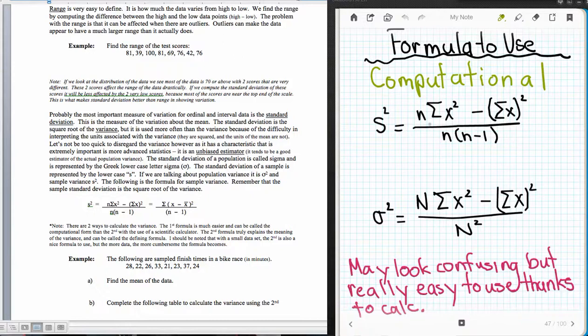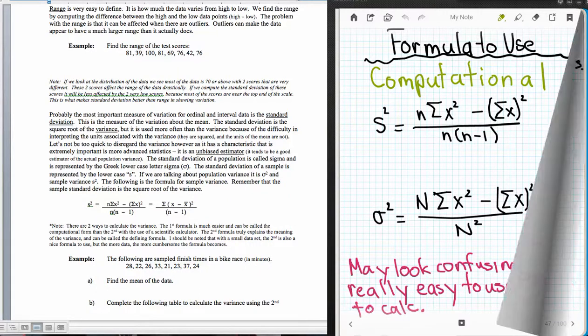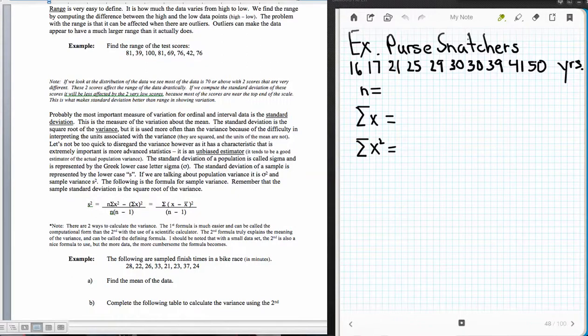All we need to compute this thing is n, which we all know to be sample size. We'll need the sum of the x squareds, we'll talk about what those are. And we'll need the sum of the x's, which we've already used in our mean, and we'll get to square that. And we're just going to plug into this. It's a formula. So let's do this for the purse snatcher data. So here's the purse snatcher data again, and we know that the sample size for purse snatcher was 10. We had already found the sum of the x's, remember, using our calculator, and we'd found that to be 298.